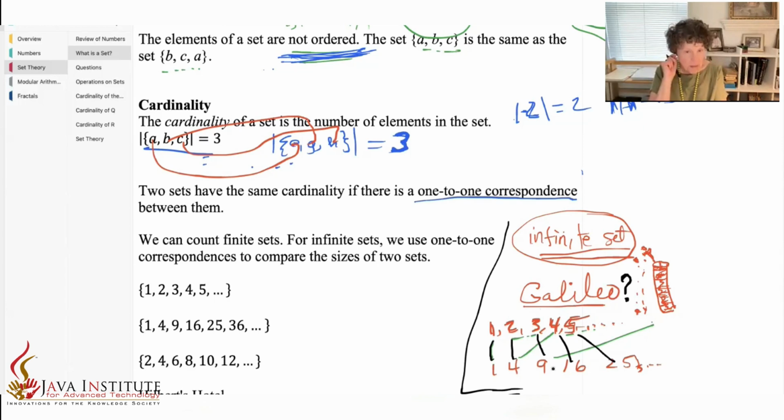And Cantor came along and said, no, we want to deal with infinity. We have to deal with infinity. Infinity is important in mathematics. We have to be able to deal with it.